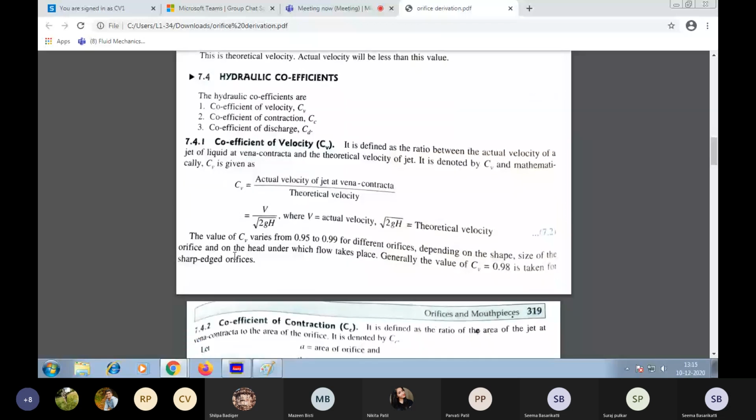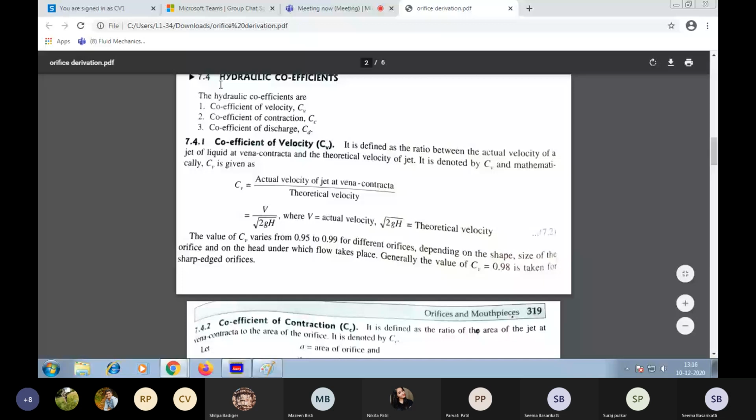The coefficient of velocity should lie between 0.95 and 0.99. Always the coefficient of discharge, or velocity, or contraction should be less than 1. But the range of coefficient of velocity should lie between 0.95 and 0.99. Generally 0.98 is considered for a sharp edge orifice. Mark this concept, hydraulic coefficient, as important.